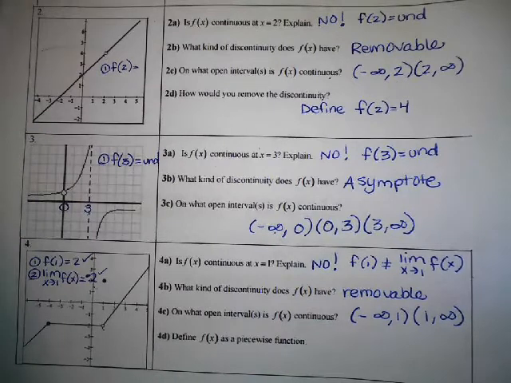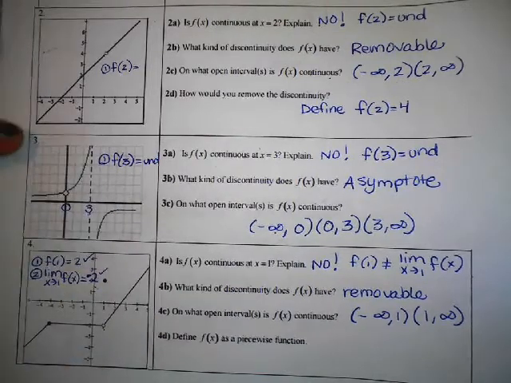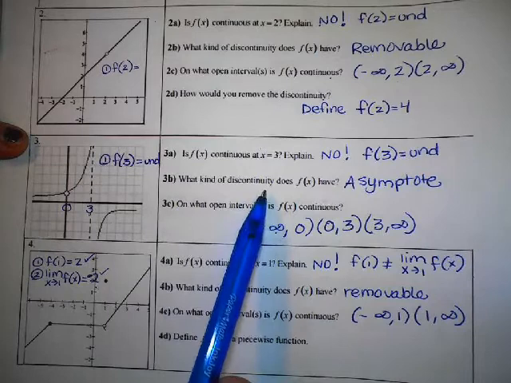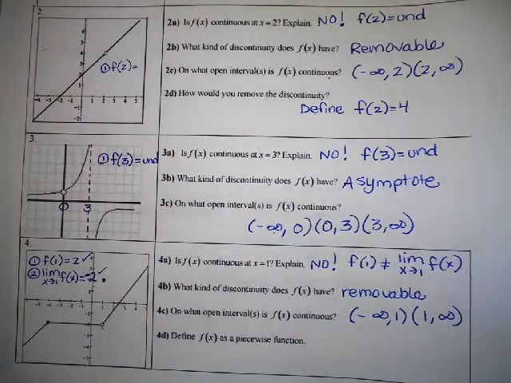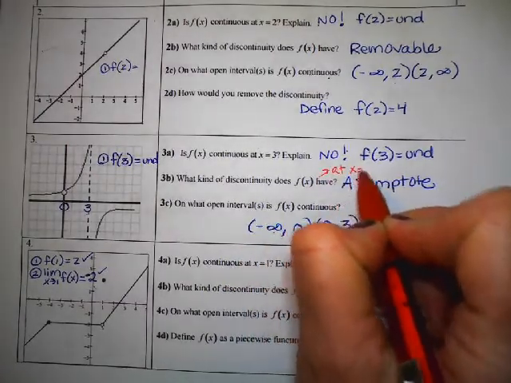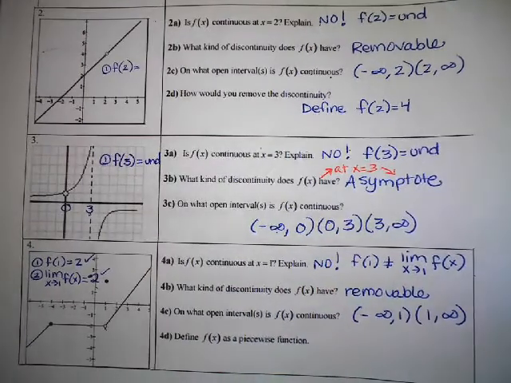Okay, before I do part D, I just want to look at 3 for a moment. 3 asks in part B, what type of discontinuity does f of x have? If I was specifically asking you at x equals 3, your answer is asymptote. If I just said, which is what the problem says, what kind of discontinuity do we have?